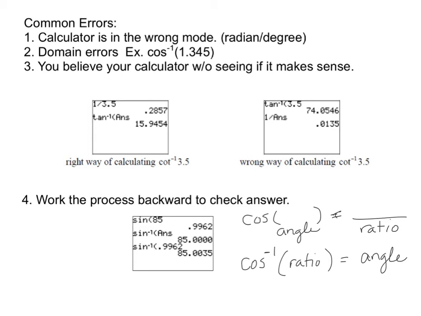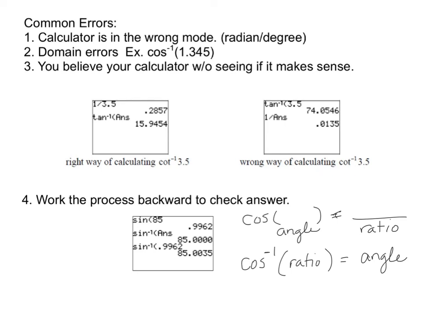You also can have an error when you believe your calculator without determining whether your answer makes sense. And here's an example that I've given you here. This is the right way to calculate the inverse cotangent of the ratio 3.5. And you can see you take the reciprocal of the ratio and then the arctangent, the reciprocal function, and get an answer. And this makes sense that this would be an angle. You could do it this way. You could find the arctan of 3.5. It's going to let you do that instead of taking the reciprocal ratio. Then take it and then do this, you get this tiny little number, and it doesn't make sense.